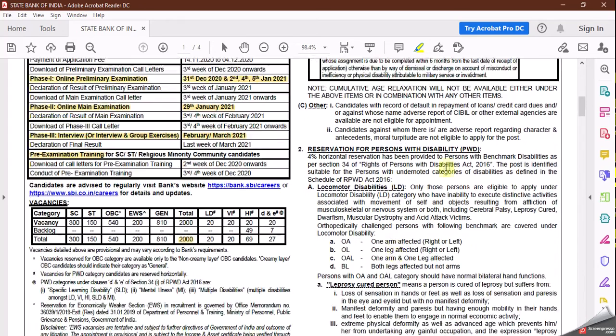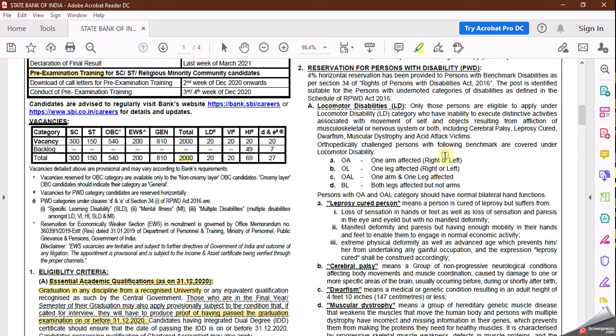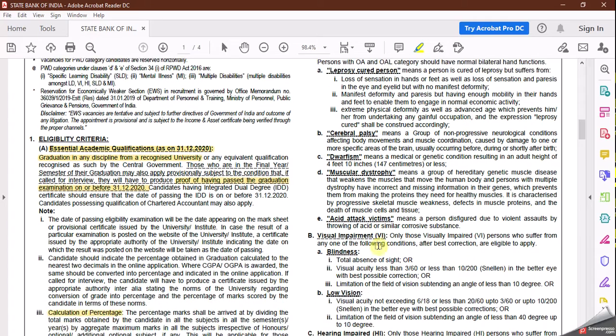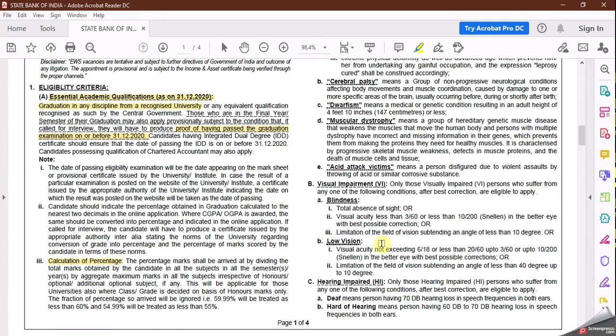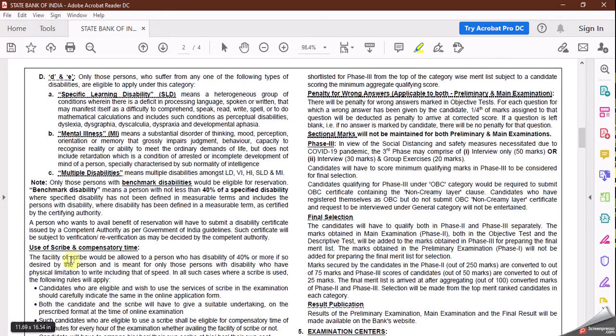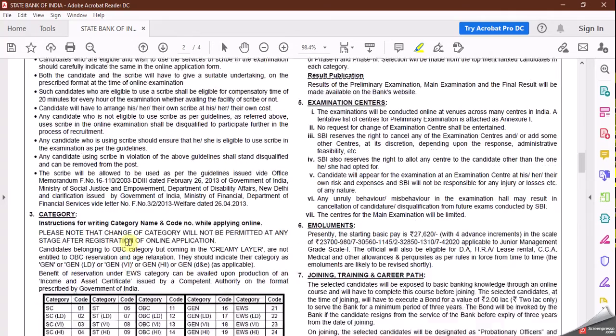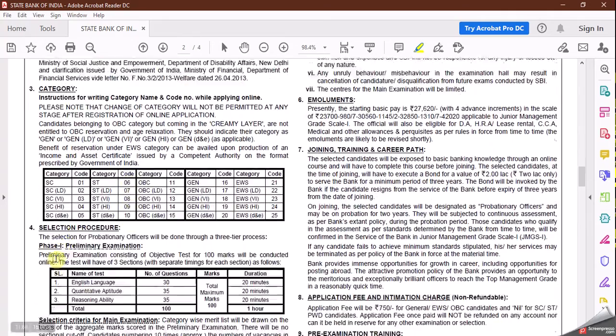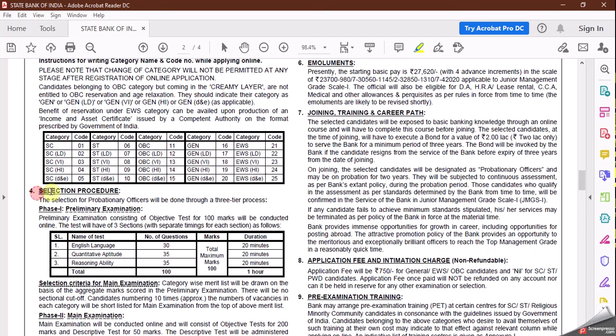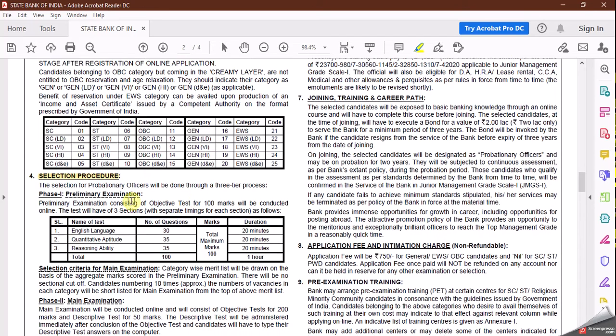So here you can see the reservation for PWD and all these things they have detailed here. So if you belong to that PWD category, then read this carefully before applying. Now when we move here, the most important thing is the selection procedure. So how will a probationary officer be selected?